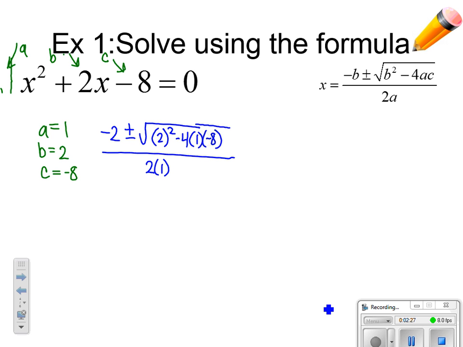All right. Now, the cool thing about this is the discriminant is going to tell us if we have real solutions or not real solutions. And we always need to figure that out as we're going through. You can't just put this in your calculator and think you're going to get an answer.